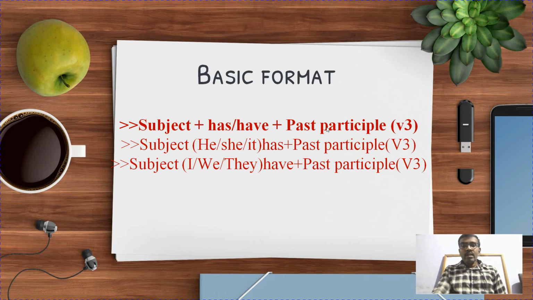Here the sentence is formed like that. With the subject he, she, or it, followed by has plus past participle. She has written a letter. If the subject is plural, I, we, they, followed by the auxiliary verb have. I have completed my work, we have completed our task given by the boss, they have completed their target assigned by the staff. Do you understand the basic format?